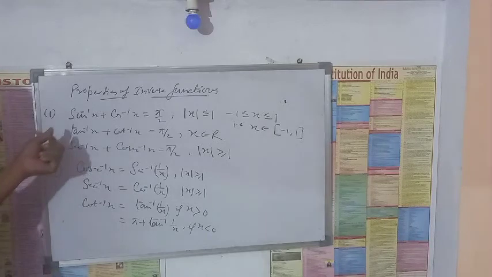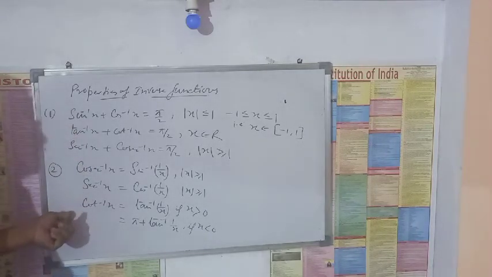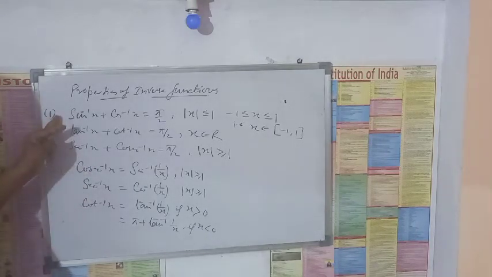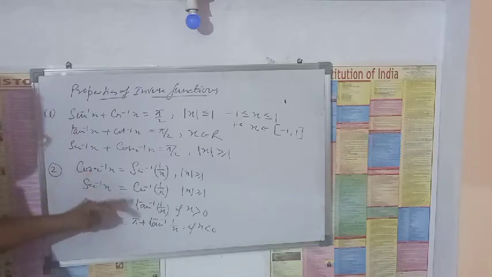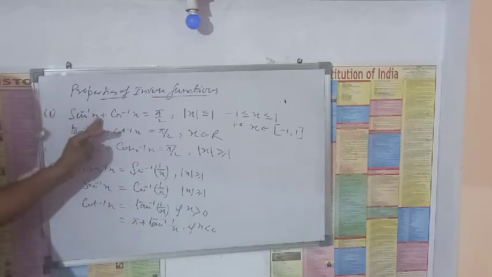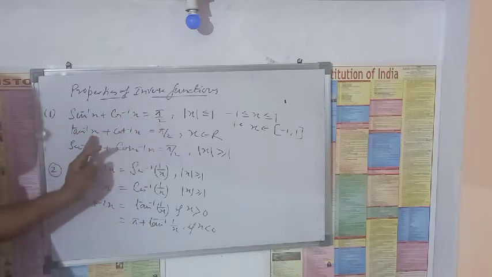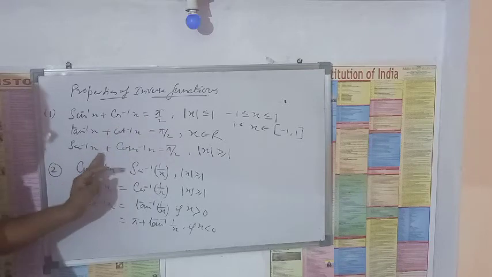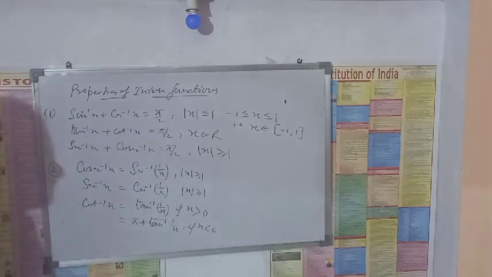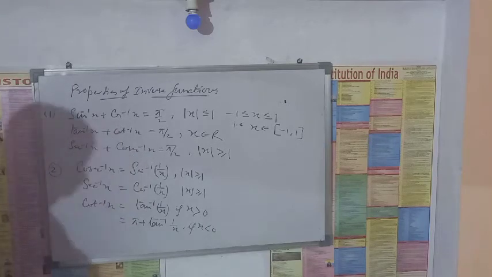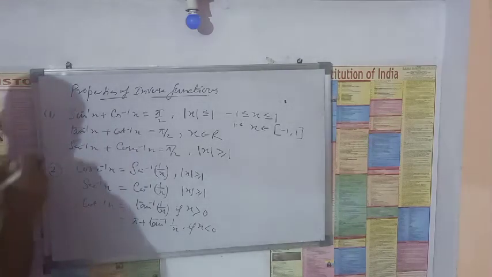So we have to use these properties in the problem. So you have to learn it. These are the reciprocal relations, and this one: sin inverse x plus cos inverse x is pi by 2, tan inverse x plus cot inverse x, sec inverse x plus cosec inverse x is pi by 2. Right, next, the third property.